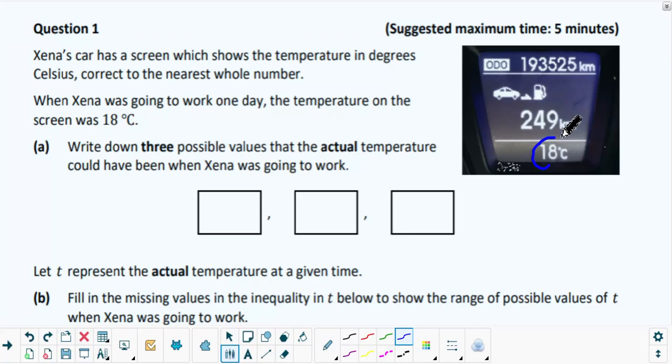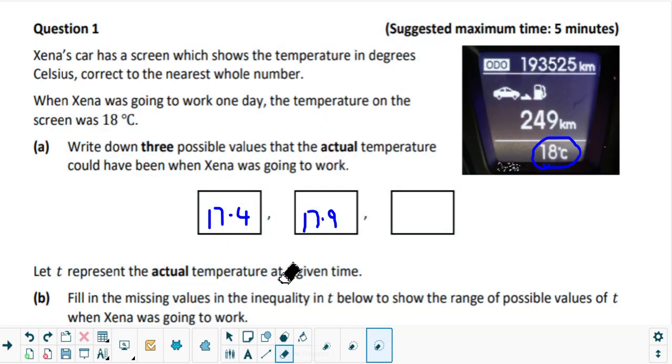It says the temperature is 18 degrees. So 3 possible values that the actual temperature could have been. Could have been 17.9. That would round up to 18, wouldn't it? Could it be 17.4? Yes or no? No, because that would round down to 17. So my choice, 17.5. Is that okay?